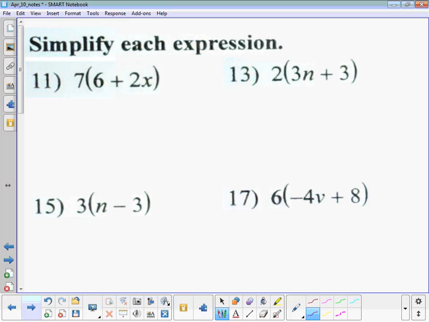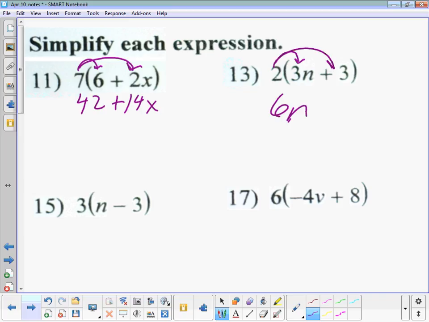I've got 7 of these (6 + 2x) groups. I could write it out as 7 of them, and then go ahead and add all the things up, or I can take the 7 times the 6 and get 42, and take the 7 times the 2x and get 14x, and that's a positive number, so 42 plus 14x. Okay, I can do the same thing here. I'm going to take 2 times the 3n, which gets me a 6n. And I can take 2 times the 3, and that's a positive 6.